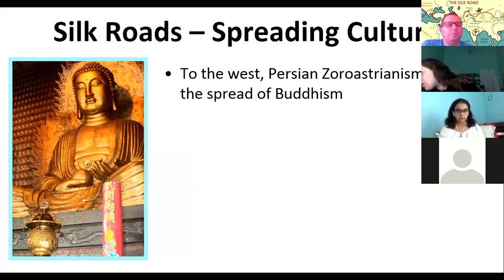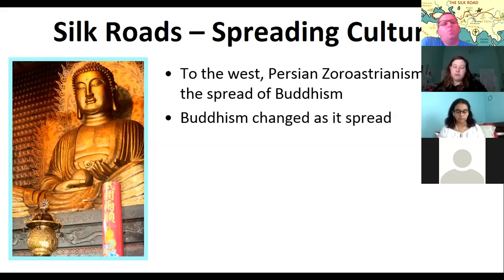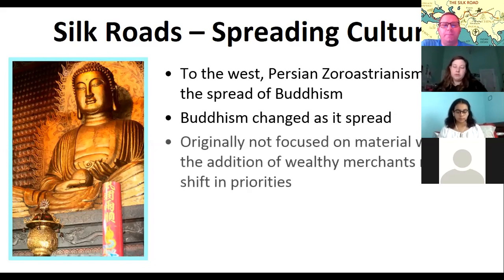Zoroastrianism, I've mentioned before, might be one of the earliest monotheistic faiths. It deals with a heaven and a hell, a good God and a bad God. So it's one of the earliest beliefs that both Judaism and Christianity borrow certain things from. What is also important about Buddhism is that it changes as it spreads.